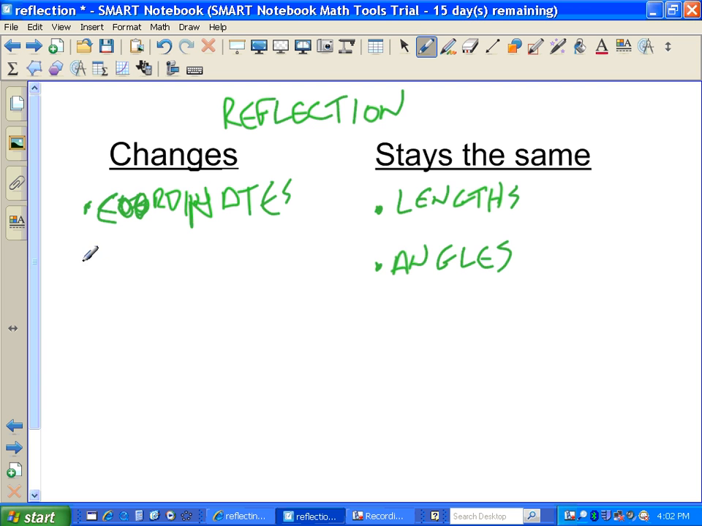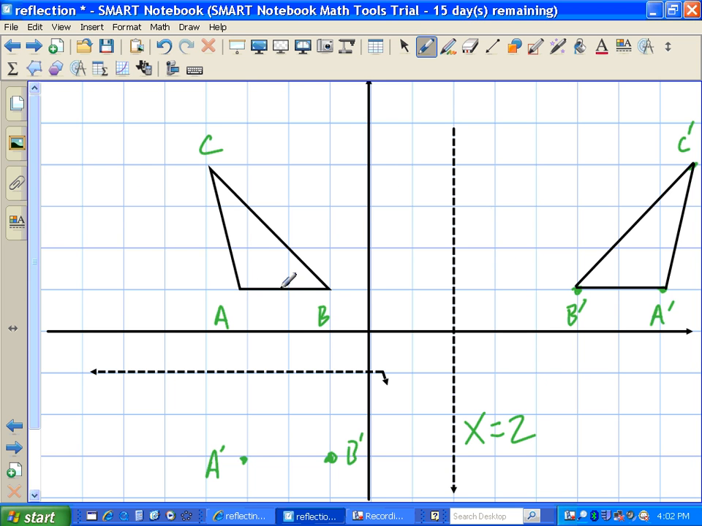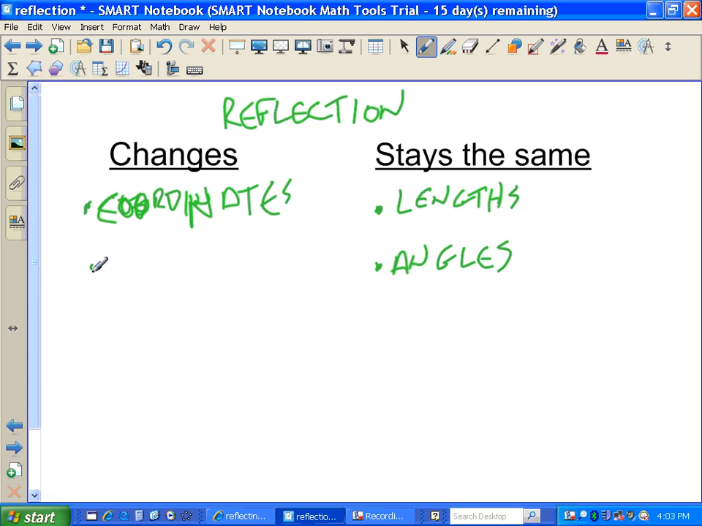And what about the slopes? Do the slopes of my lines change? The slope of this line, AB, stayed the same, but clearly this one's got a negative slope and that one's got a positive slope. So the slopes can change. So we're going to say that the slopes are something that will change as we do a reflection.